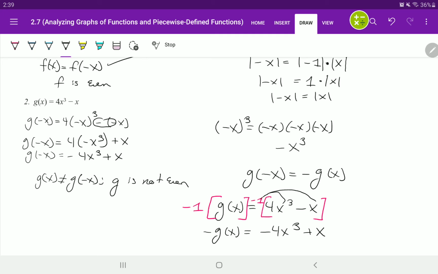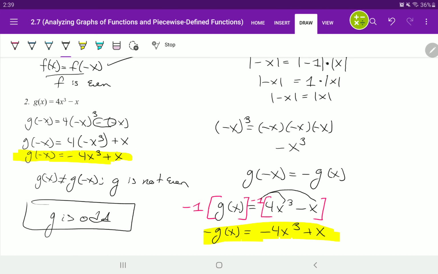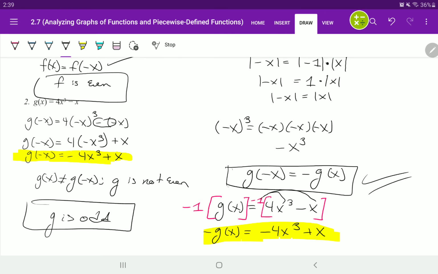plus x. And if you notice here, g of negative x, which I'm going to highlight, and negative g of x are equal to each other. Because these are equal to each other, the function is odd. So g is odd. F is even, g is odd. Because yes, this has been proven. G of negative x equals negative g of x.